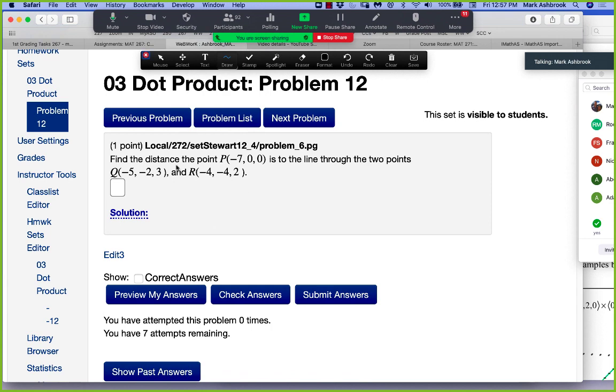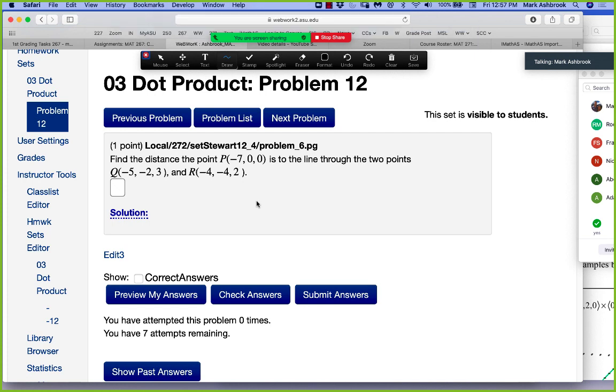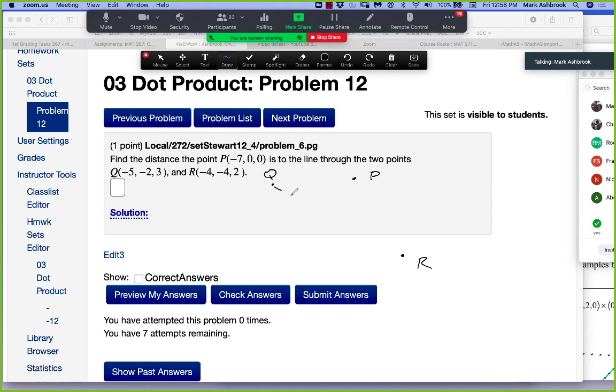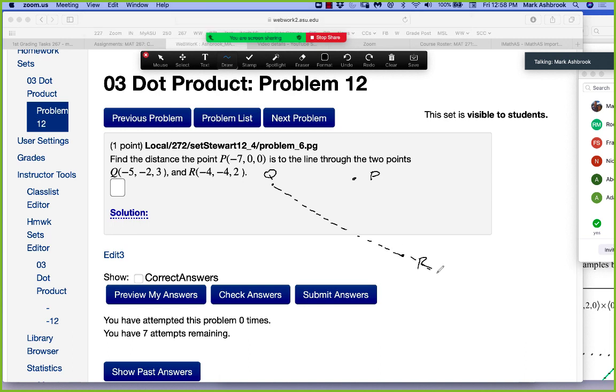Okay, so number 12 says we want to find the distance from a point P to the line through these two points. So this is a geometry course. This is a calculus of geometry in three dimensions. So a vast majority of the problems that you come across are going to require imagery: draw a picture. For this one, you don't have to draw these points exactly in the right place in R3, but just make a picture. Say here's point P, and Q is here, maybe R is here. And it wants the distance from P to the line that's through Q and R. So there's some line that goes through Q and R.